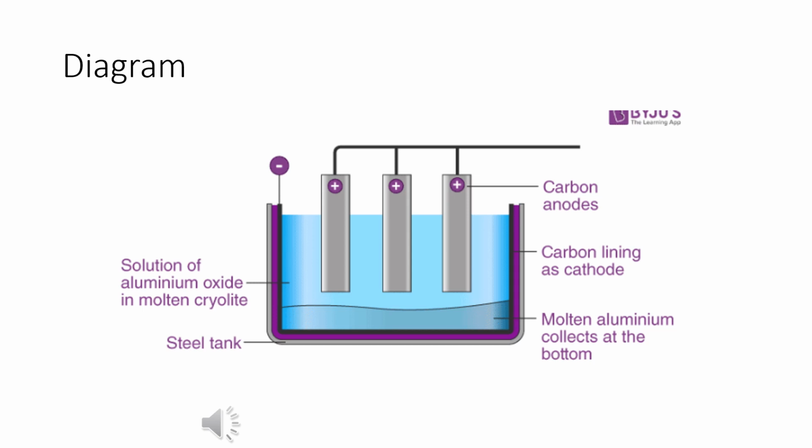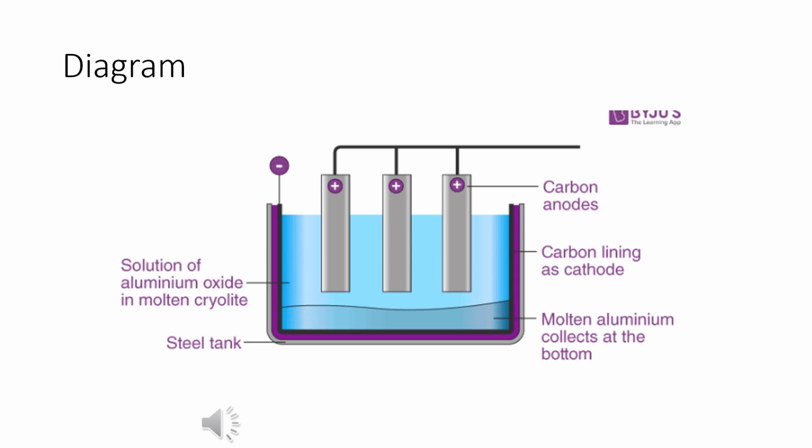From the diagram, we see there are three rods connected to a wire. Those three rods are made of carbon, and you can see that those carbon rods are positively charged. This positive electrode is the anode. Sometimes it can be up to five rods, 3 to 5 rods. So those rods or plates are the anodes, and they are positively charged.